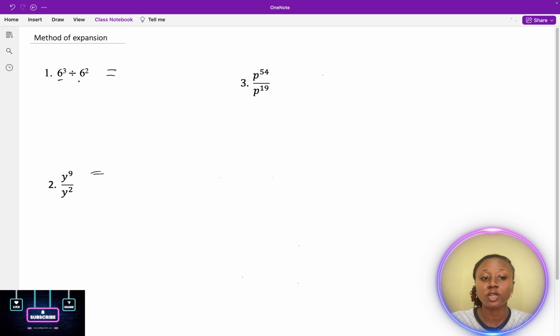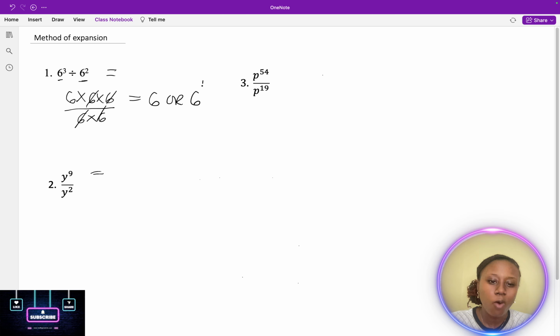Now we have 6 to the 3rd power divided by 6 squared. This is already in index form, so we're going to write this in expanded form. Can you guess what the answer will be? So we have 6 to the 3rd power, which is going to be 6 times 6 times 6, and then we want to divide that by 6 times 6. Perfect. Alright, so let's go ahead and cancel in the numerator and the denominator, so we now have 6 left, or the same as 6 to the power of 1.